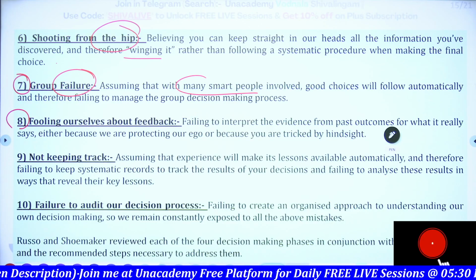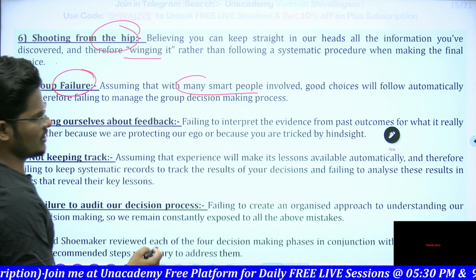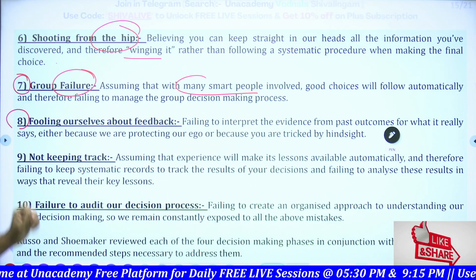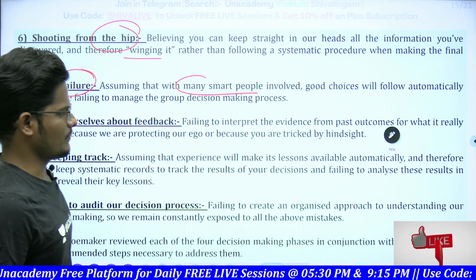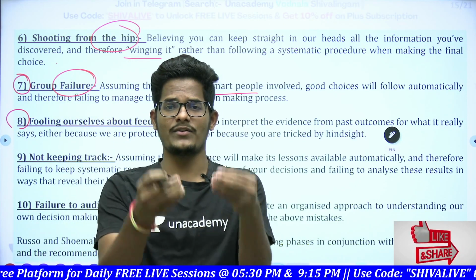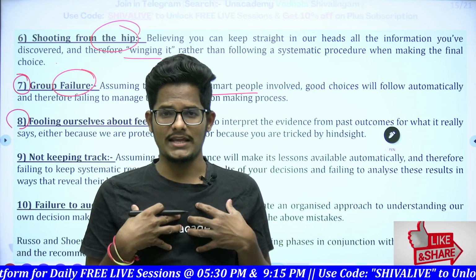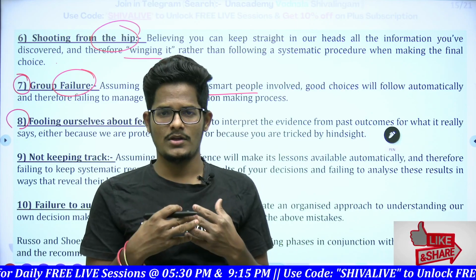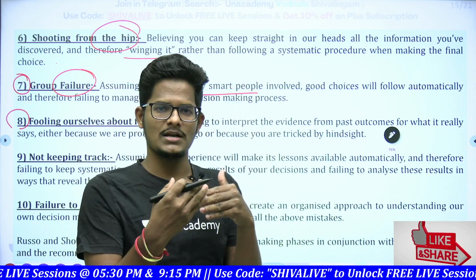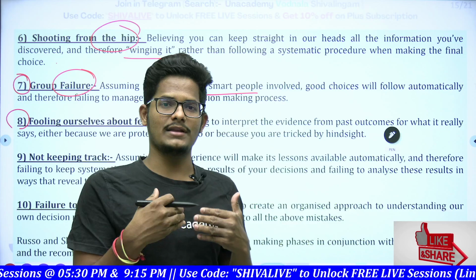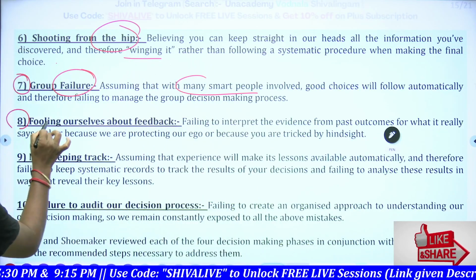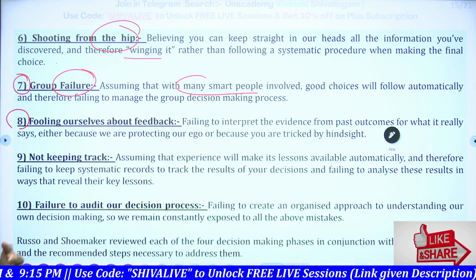Next, fooling ourselves about the feedback. So failing to interpret the evidence from past outcomes for what it really says, either because we are protecting our ego or because we are not in a position to take negative feedback for our improvement. Because of our ego, we are unable to accept things from others. We are not accepting many things which others are telling us for our improvement, or when they contradict us, we think we are superior and wonder why they are disagreeing with us. So like that, we fool ourselves about the feedback. You are not considering the feedback.